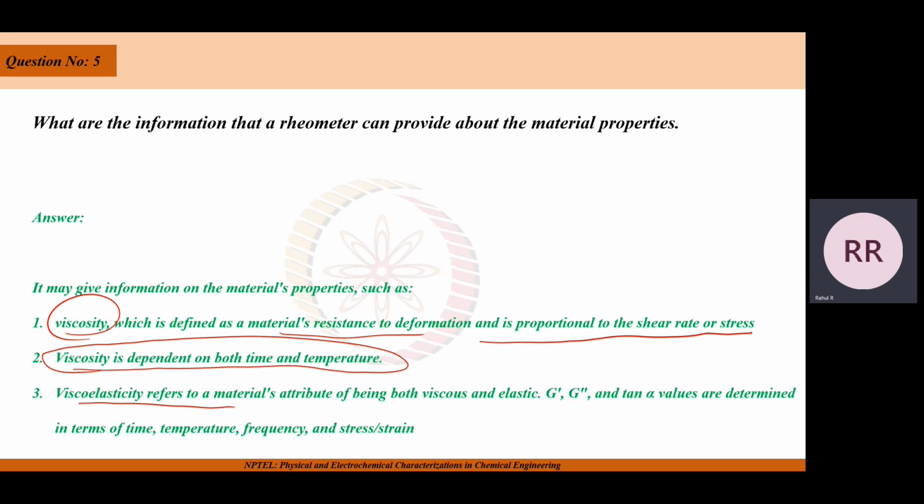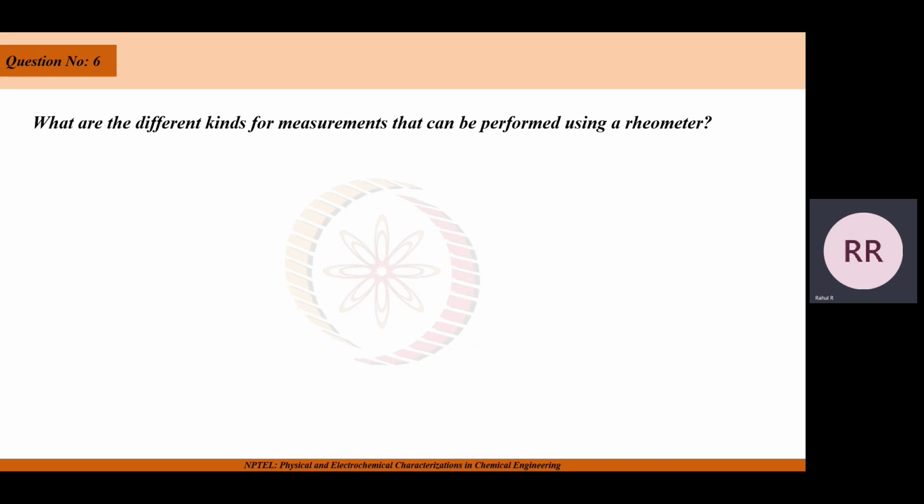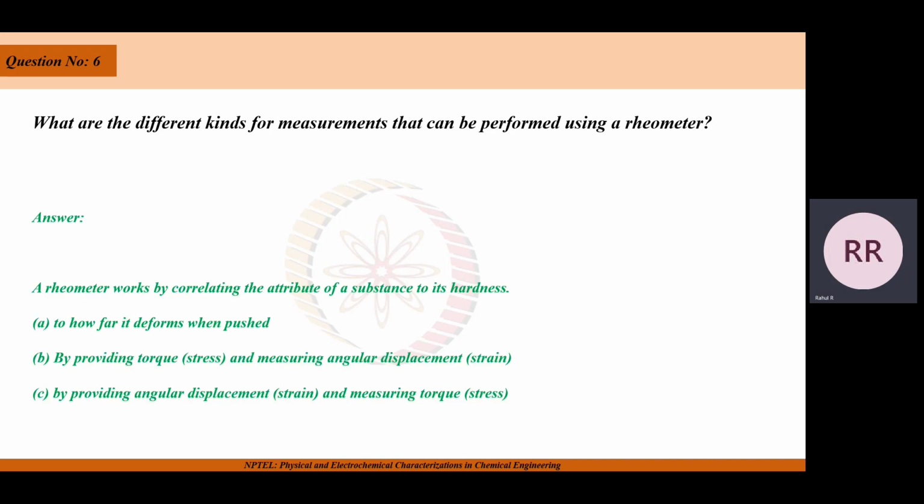Now, let's move on to the next question. What are the different kinds of measurement? So a rheometer works by correlating basically a motor. The information is how far the deformations can be pushed. By providing torque or stress, we can measure the angular displacement, which is nothing but the strain. And by providing angular displacement, we can actually measure the torque. These are the few measurements that a rheometer can perform.